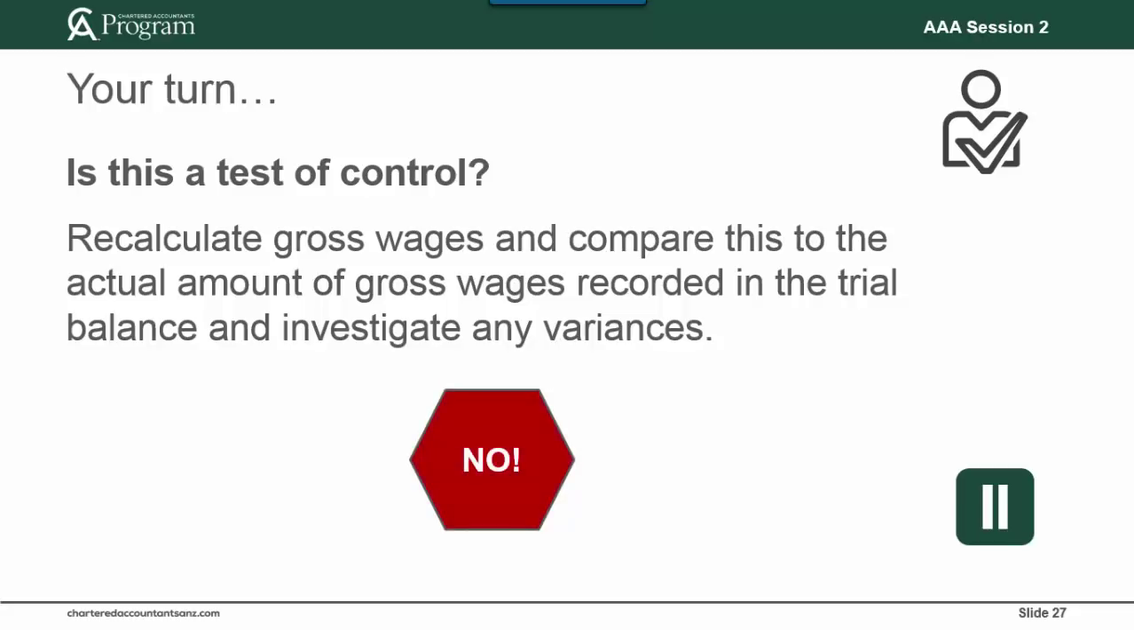If you chose no, then that is correct. Be careful that for a test of control, your procedure does not focus on recalculating a dollar amount, as is the case here. That would be an example of a substantive audit procedure. The difference between a test of control and a substantive procedure is very subtle and can be confusing since you're using the same kind of underlying information and often you're doing similar things, like recalculating or reperforming. The difference lies in the purpose of your procedure. We'll dig a little deeper into the difference shortly when we look at substantive procedures.